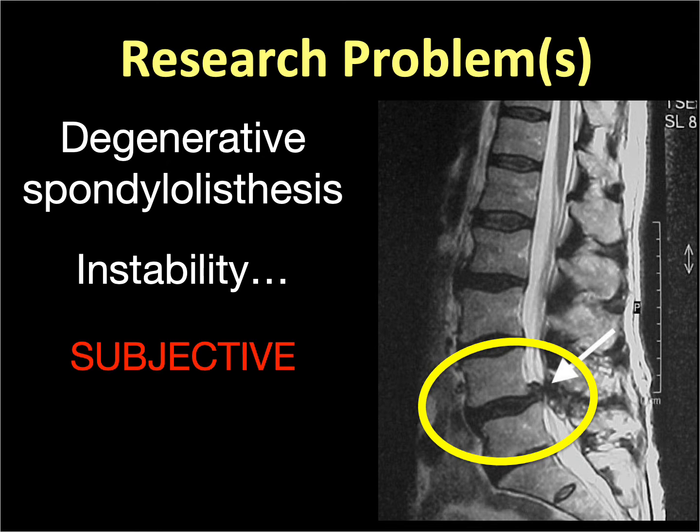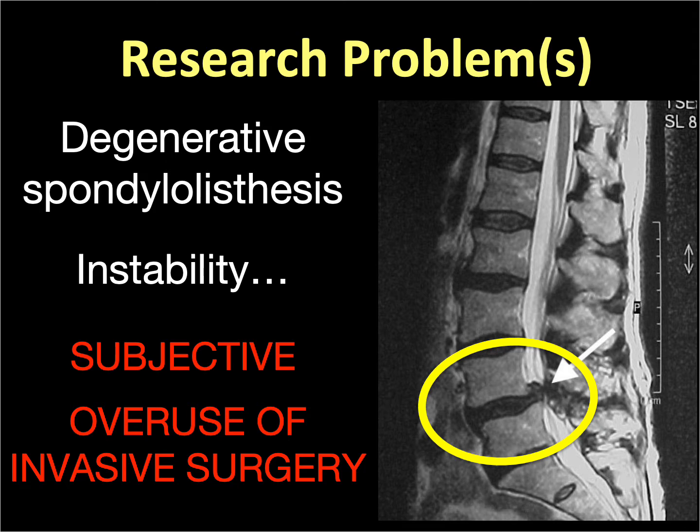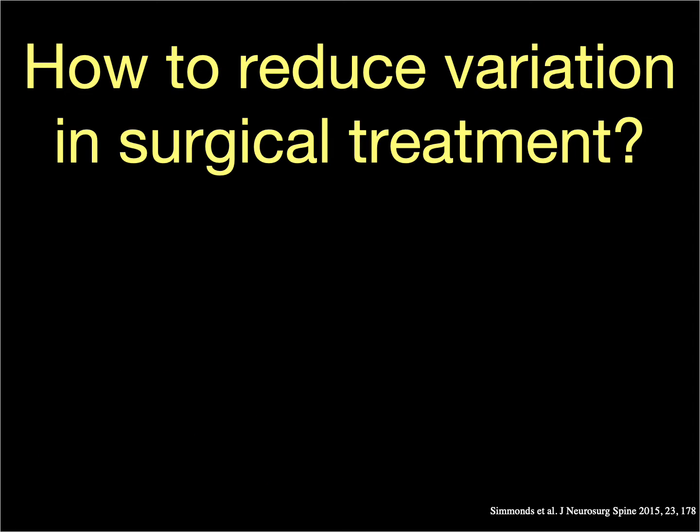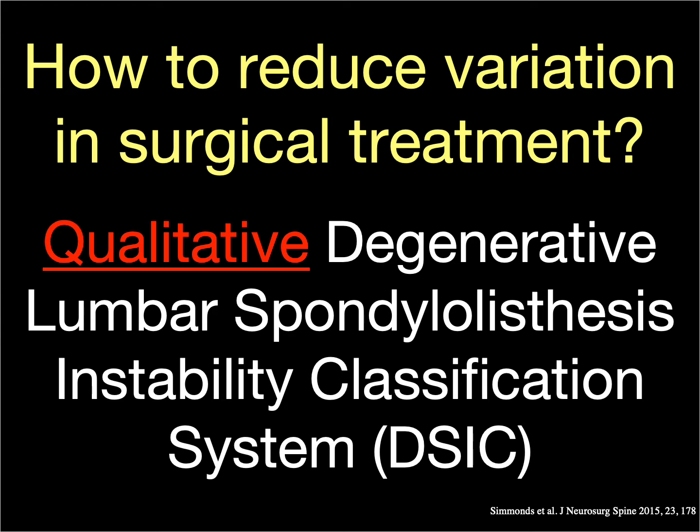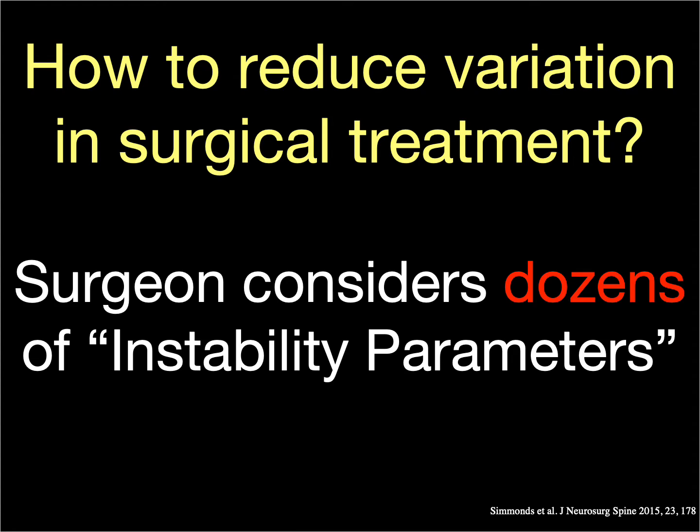This is currently done subjectively, and it can lead to the overuse of invasive surgery. So how do we reduce variation in surgical treatment? The Qualitative Degenerative Lumbar Spondylolisthesis Instability Classification System, or DSIC, has been developed. In this system, surgeons consider dozens of instability parameters, both clinical and radiographic.